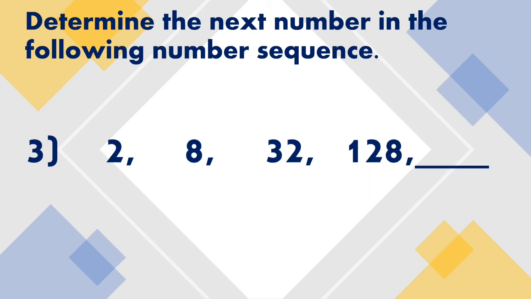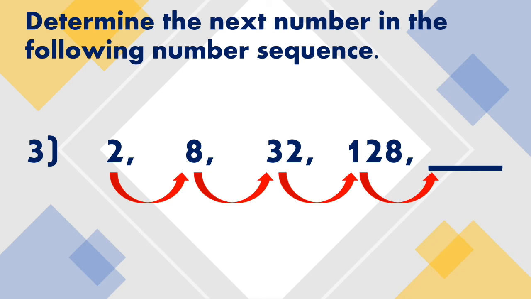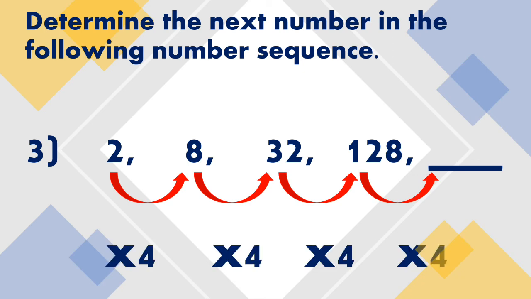Our number sequence for number 3 is 2, 8, 32, 128, blank. Are you ready? If you multiply the previous term by 4, you will get the next term. So what is the answer? Very good, it's 512.